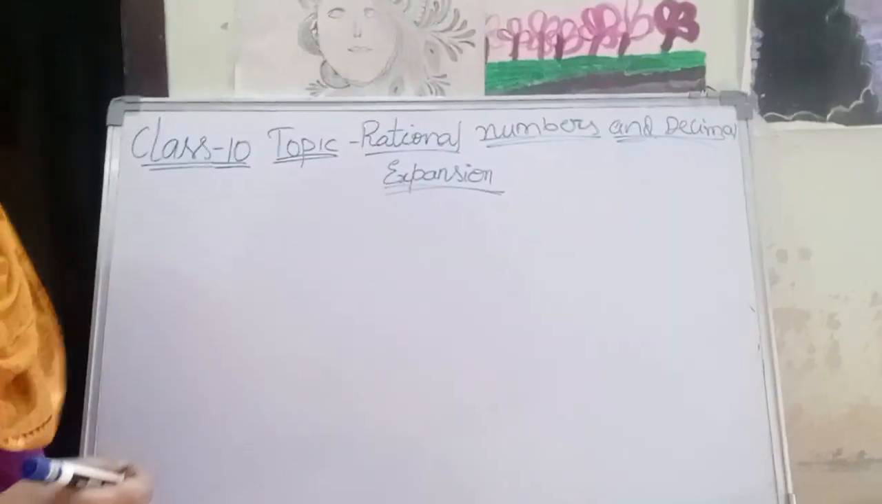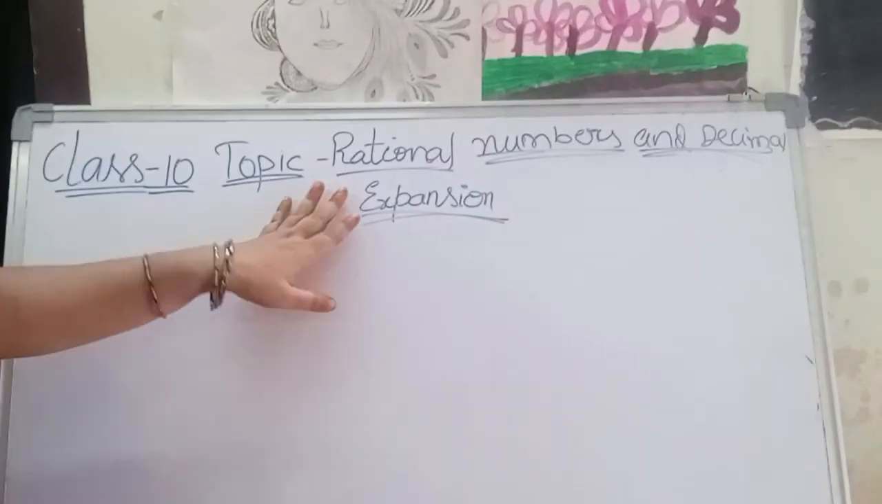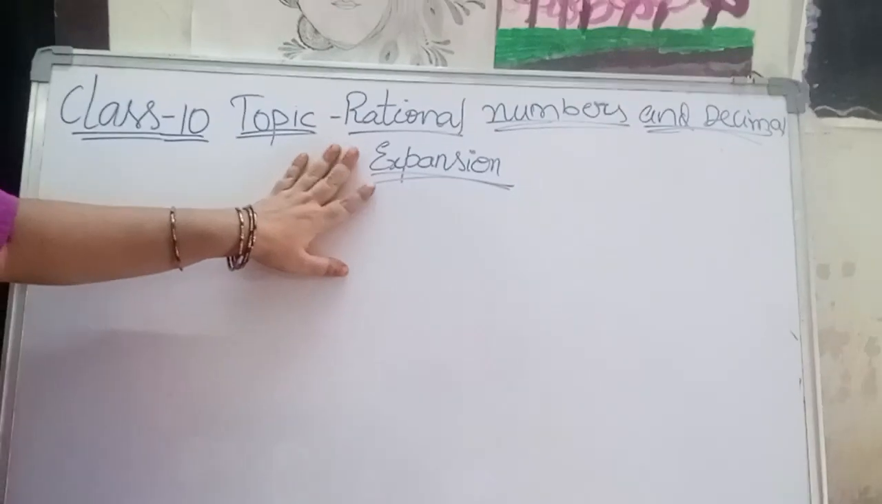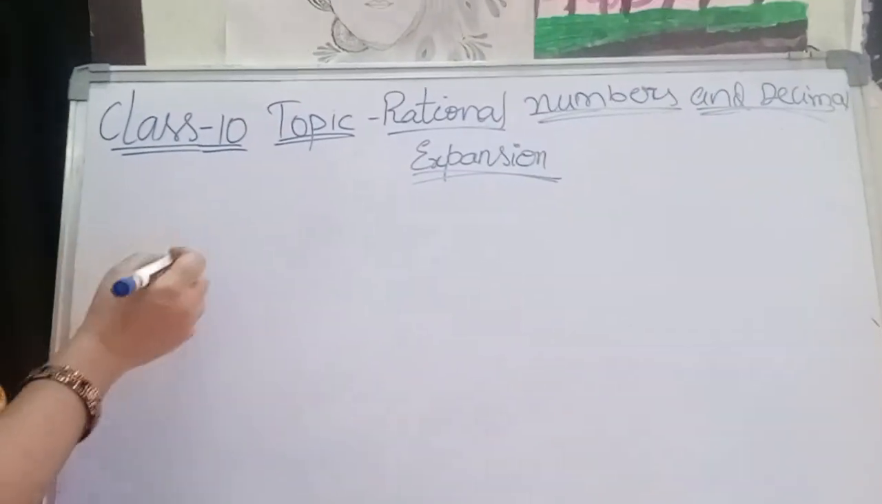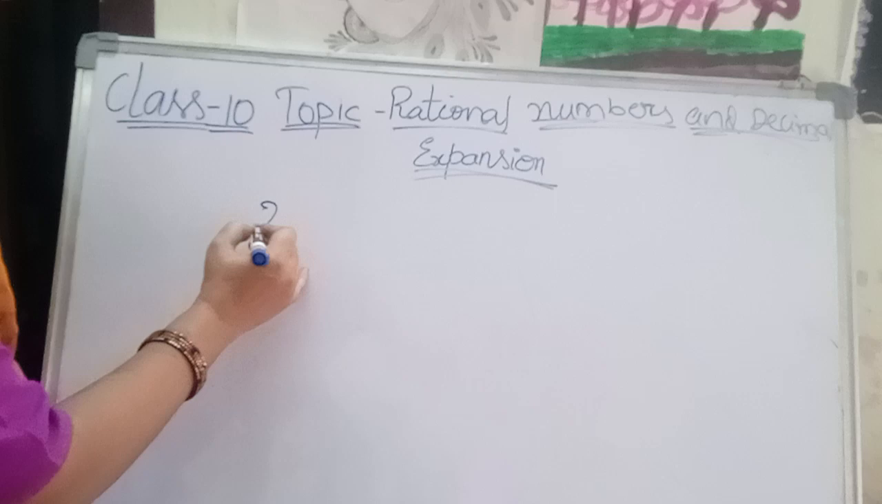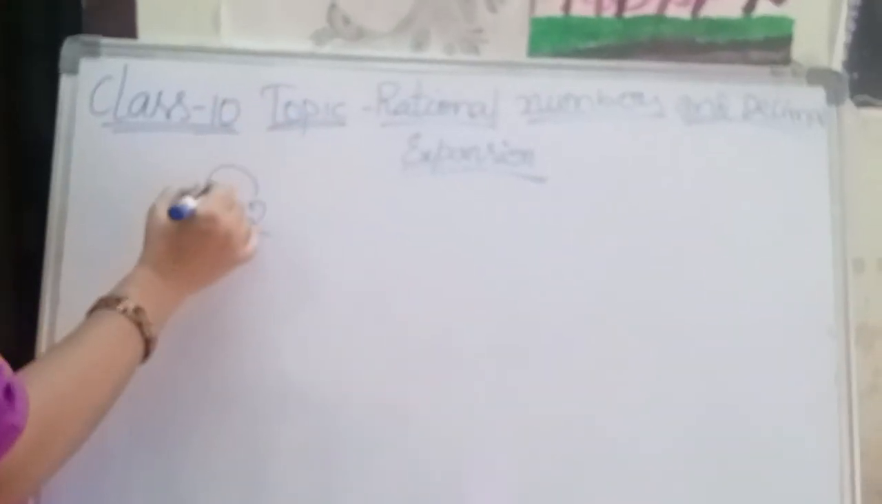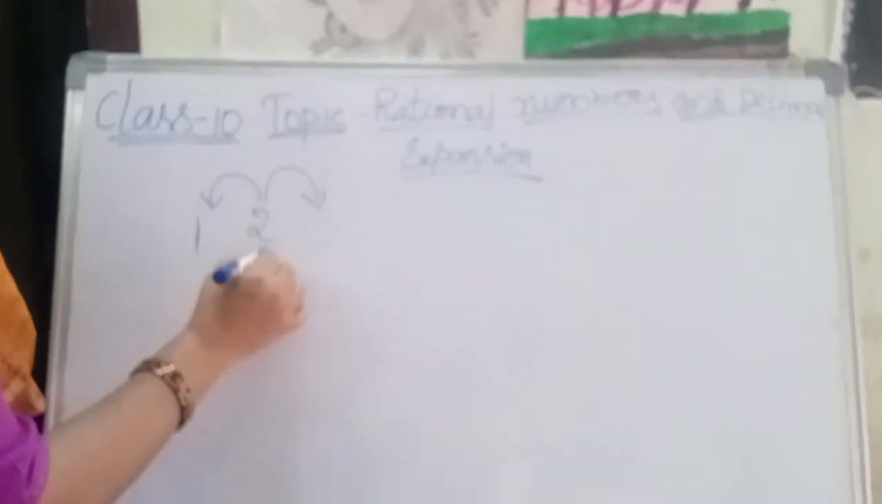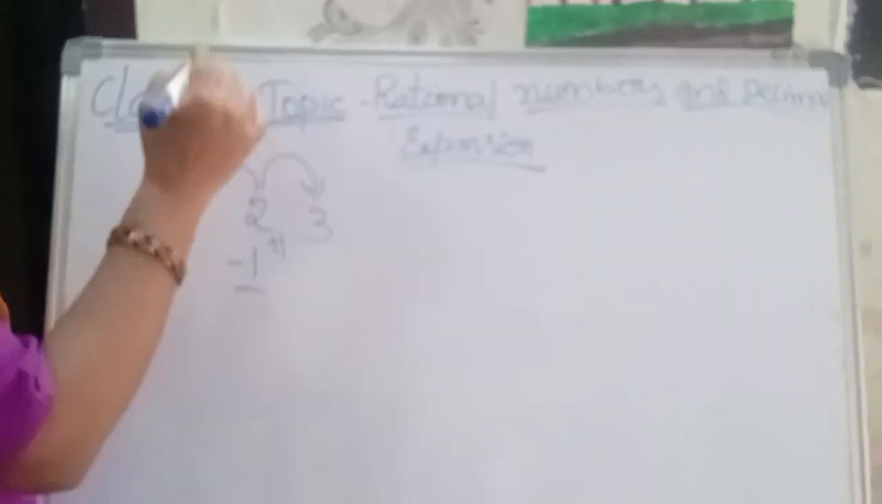In this video, I am here to explain about rational numbers and their decimal expansions. Class 10th. Okay, rational numbers and decimal expansion. Say, if I ask you the number before 2, what will you do? Minus 1, you will write 1, right? If I ask you the next number, you will do plus 1 and you will write 3.